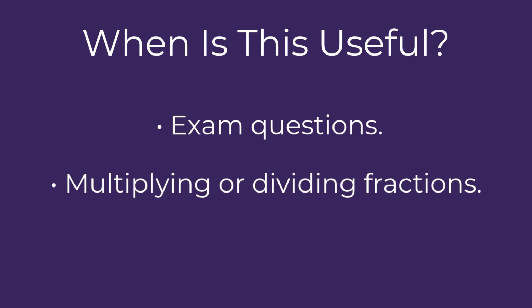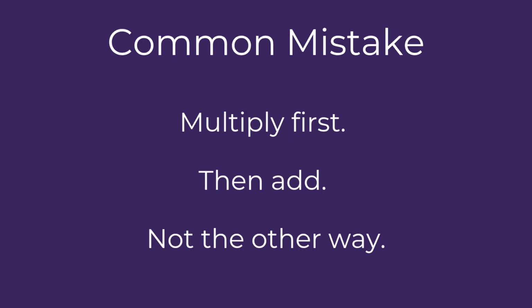When converting a mixed number back to an improper fraction, the most common mistake is adding first and then multiplying. Always multiply the whole number by the denominator first, then add the numerator. Getting the order wrong gives you the wrong answer entirely.